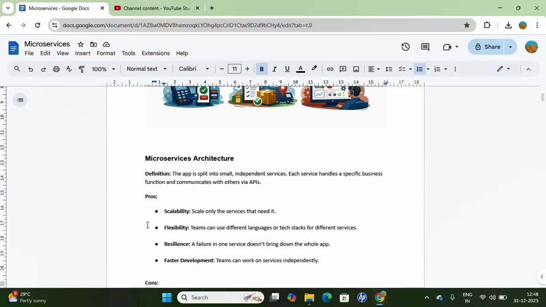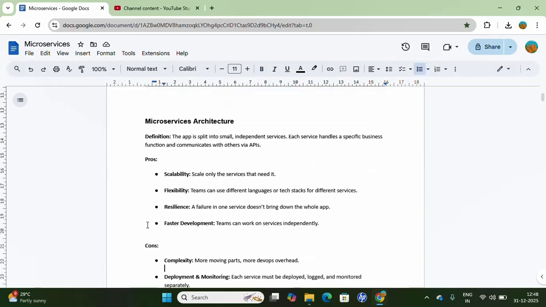Okay, faster development. Teams can work independently. If we have multiple services, each service is going to be worked on by different teams, and the development speed will increase. So we can develop applications very fast compared to monolithic.